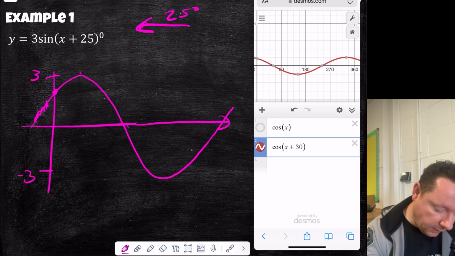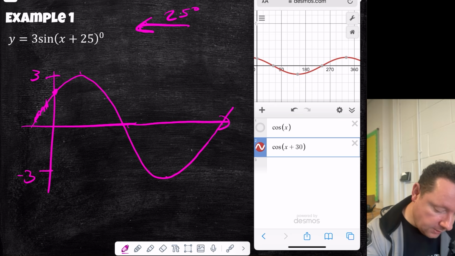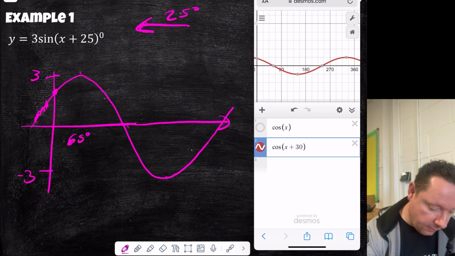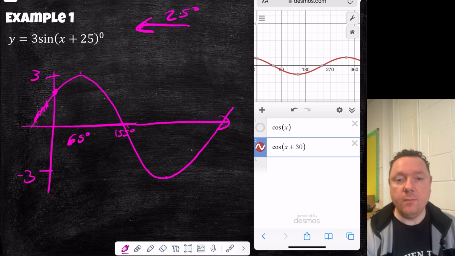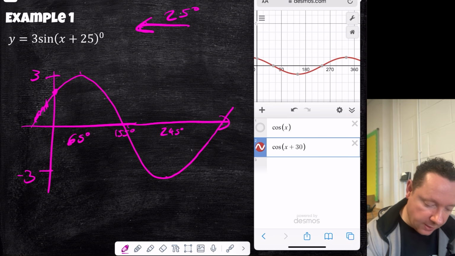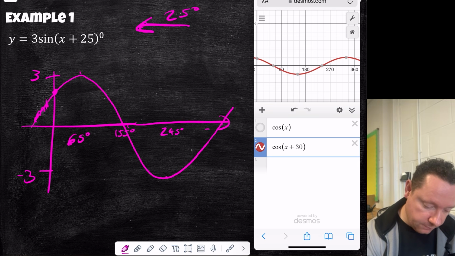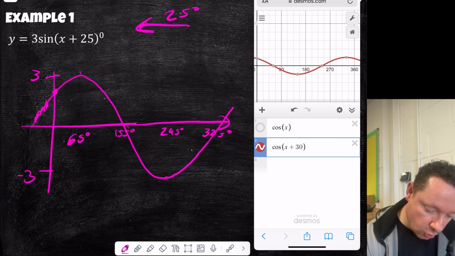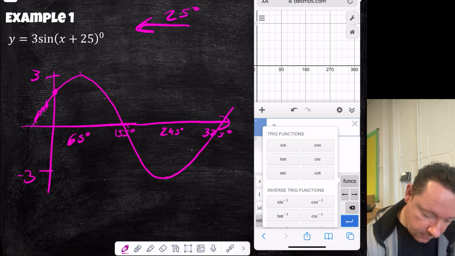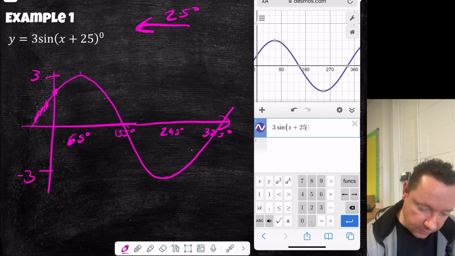So how do we work out these points? Well, all we do is take our normal points and take away 25. 90 minus 25 is 65 degrees. 180 minus 25 is 155. 270 minus 25 is 245. And 360 minus 25 is 325. We can draw that better on here. So it's 3 sine x plus 25. And you can see it there, pretty much the same graph.